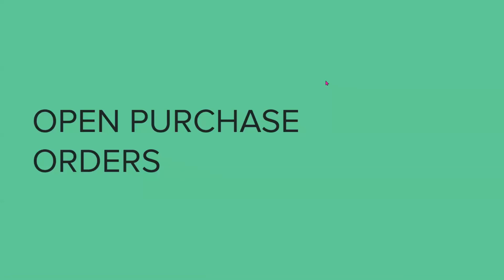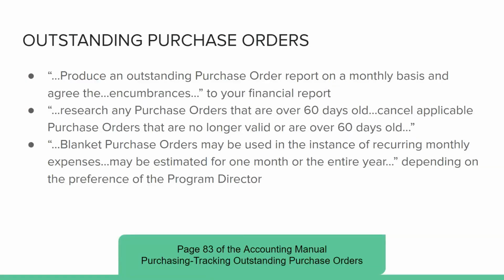So let's get into open purchase orders. This is taken from the accounting policy manual. As it concerns outstanding purchase orders, we have to produce an outstanding purchase order report on a monthly basis and agree the encumbrances to our financial reports. Hopefully we're doing this on at least a monthly basis to make sure our reports are accurate.